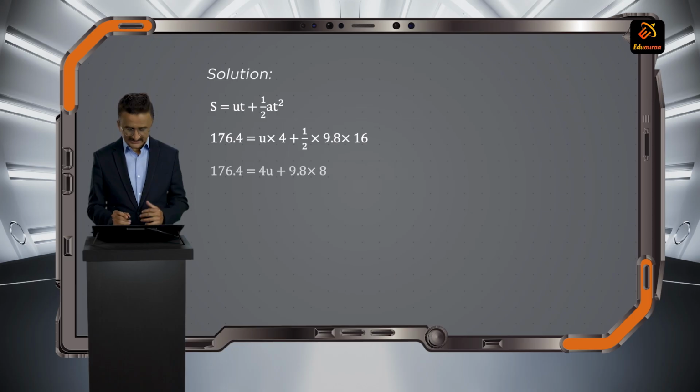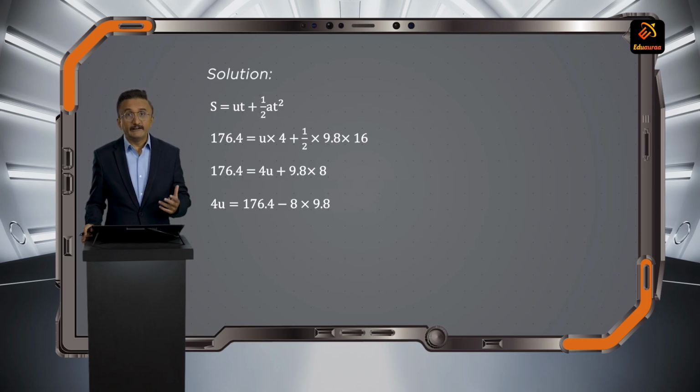Okay. So 176.4 is equal to 4u plus 8 into 9.8. Okay, 8 into 9.8. So now I can say 4u is equal to 176.4 minus 8 into 9.8. Okay. Now just now we have calculated 176.4.